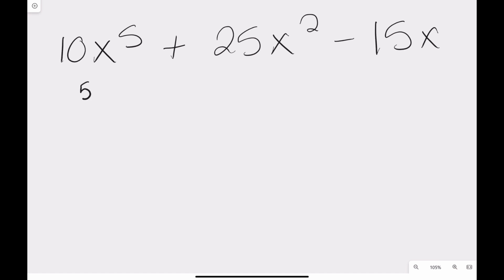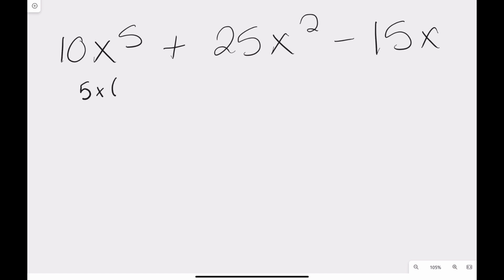Then we're going to look at the variable and the exponent. We're going to make sure that they have at least a variable, so that as we can see they all have the variable of x. And the lowest exponent there is the 1 exponent on the 15x. So as we can see, the 5x is the only thing that all three of the terms have in common.